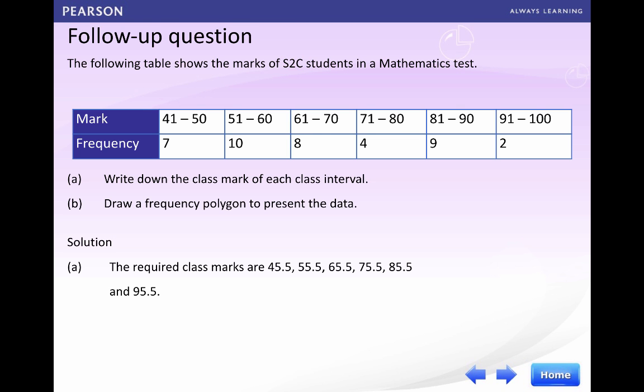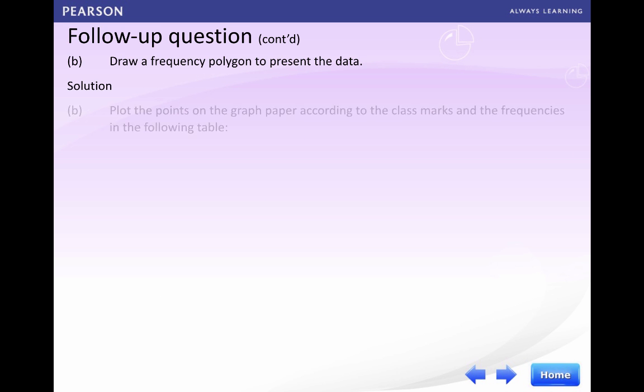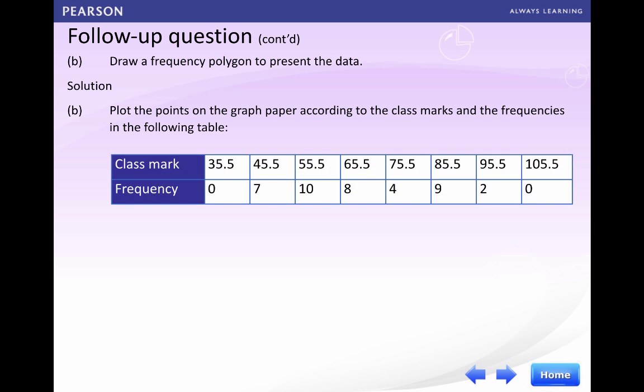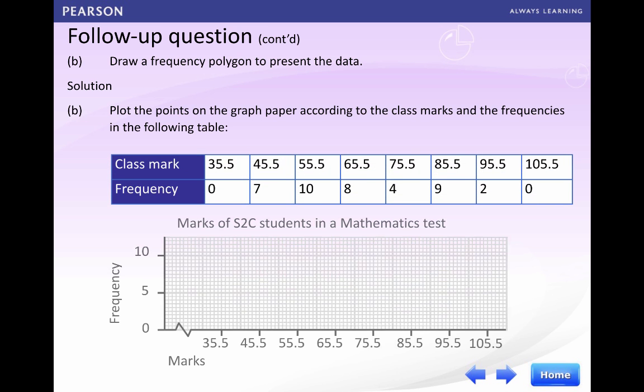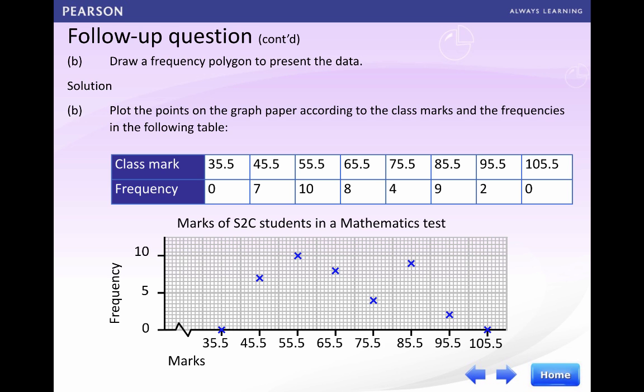So we know all the class marks and we add two class marks, one at the front and one at the back. So how do we do that? We have this table and we use this graph paper. Remember, on the horizontal axis we put marks, and on the vertical axis we put frequency, and give it a title. So we plot all the points here, and then we join all the points by straight lines.